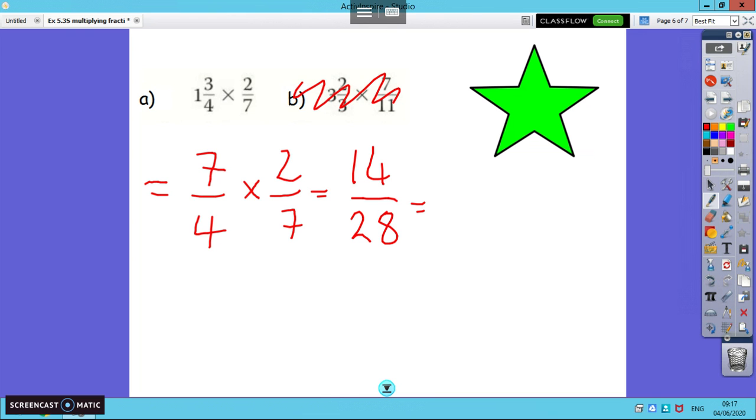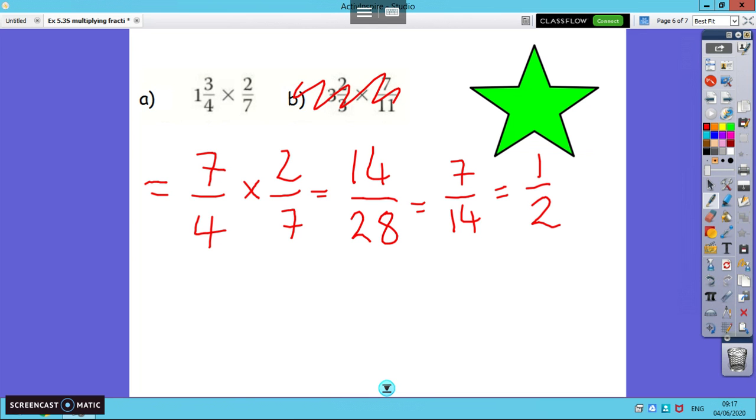Now we can half both of those and we get 7 over 14. And we can divide both of those by 7, which gives us a half. And that's our final answer there. So 1 3/4 times 2/7 is actually a half, the answer.